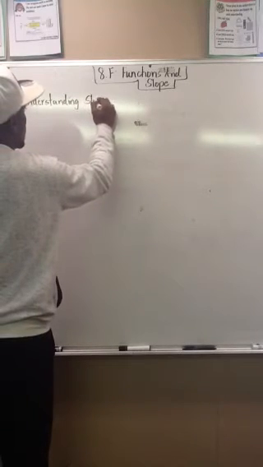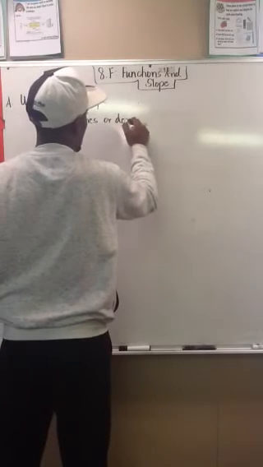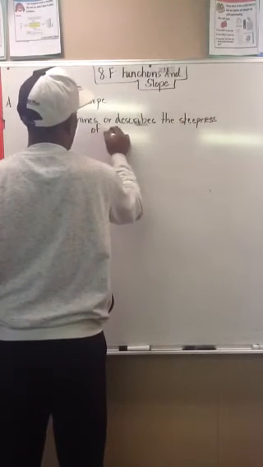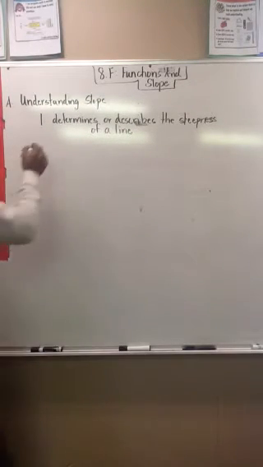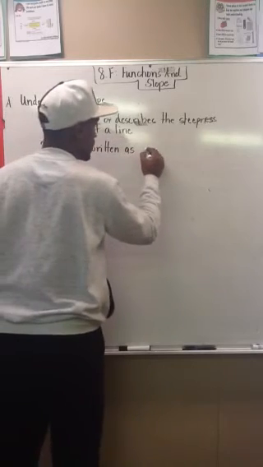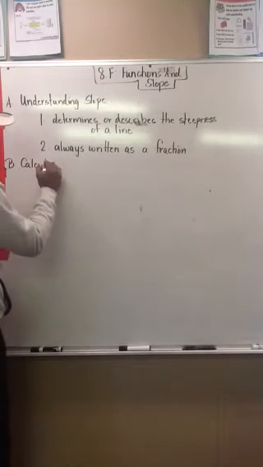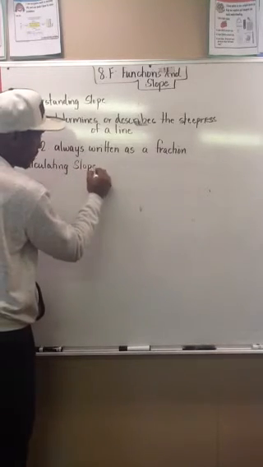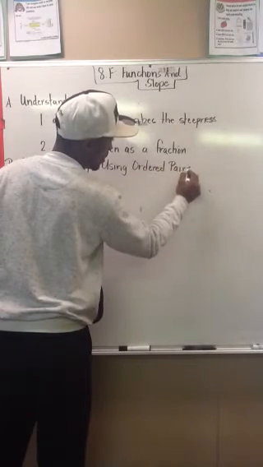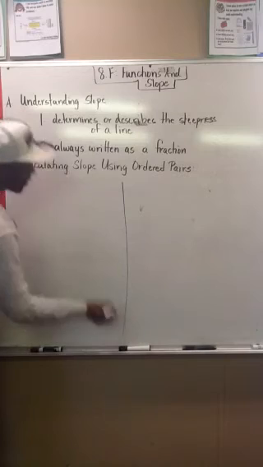Understanding slope. As I mentioned before, slope determines or describes the steepness of a line. And I told you when you think about slope, think about a hill. Okay? Slope is always written as a fraction. So let's calculate slope using points from the Cartesian plane, but we also call them ordered pairs. Okay? Now, to begin calculating slope, we need to first identify some steps.